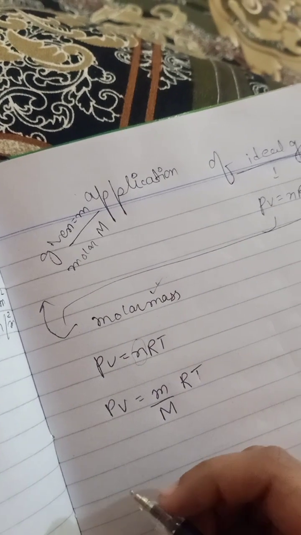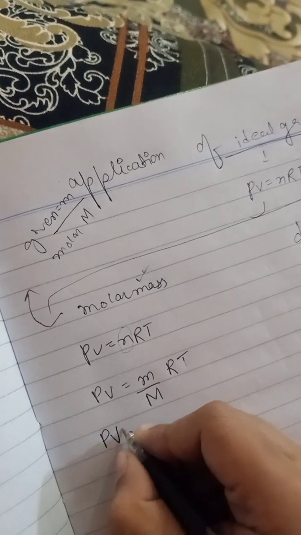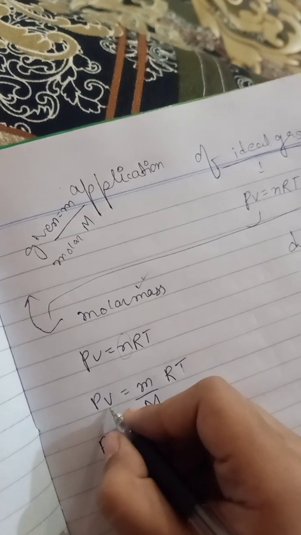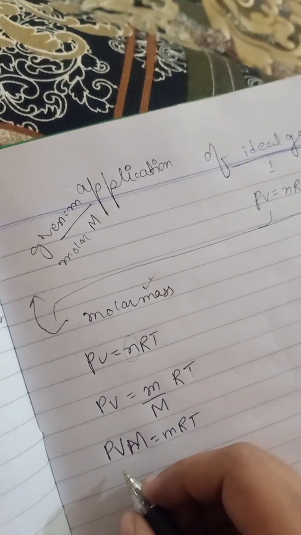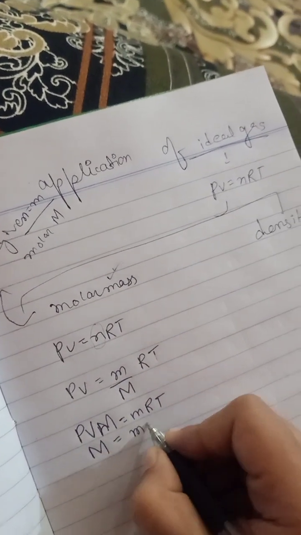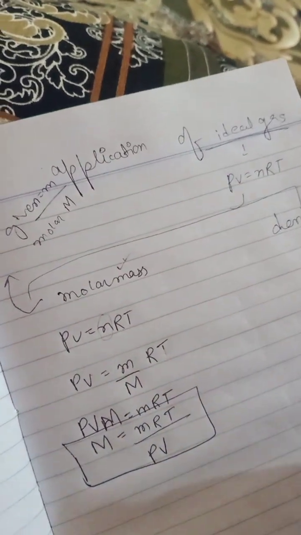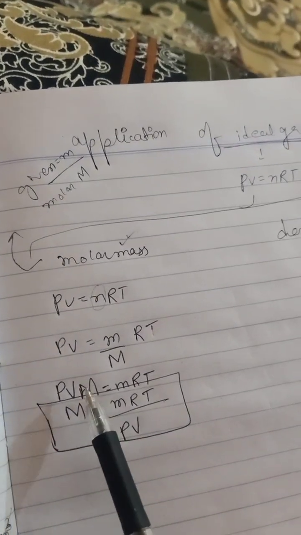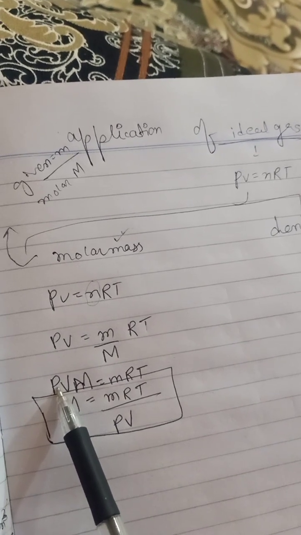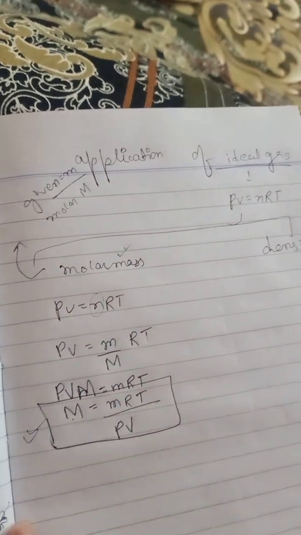Here you can see that PVM is equal to mRT. Here it is dividing, so it will be moving and getting multiplied, and we have to find the molar mass. So M will be equal to mRT upon PV. That is the equation of the molar mass. How? We have to find the molar mass, so PV, which is getting multiplied, will move across and get divided. So that is the molar mass equation.